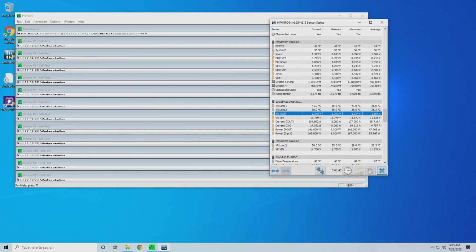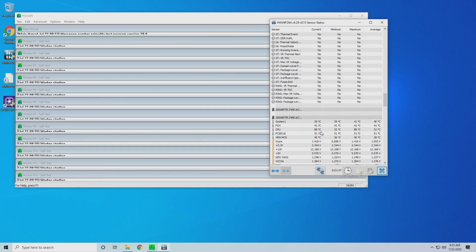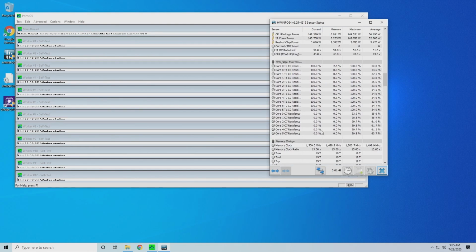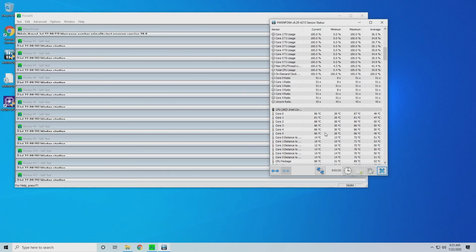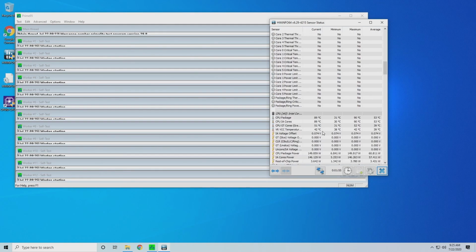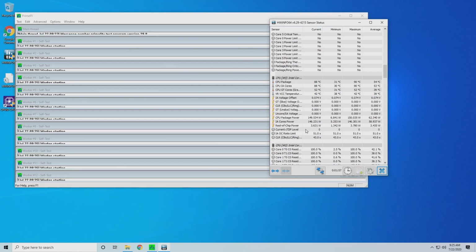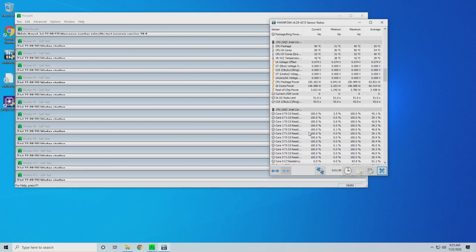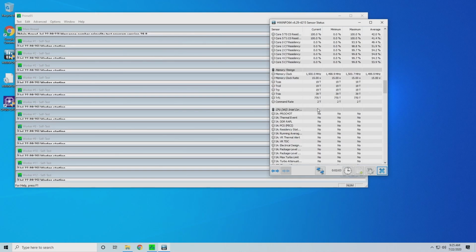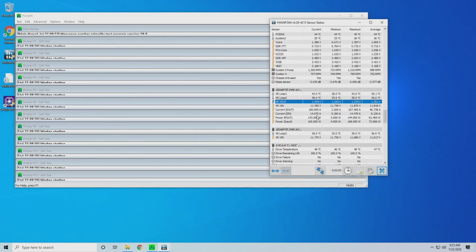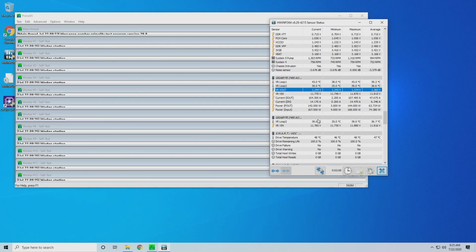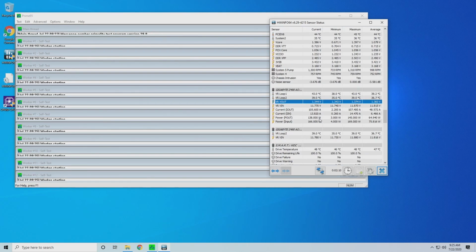The 10900K that we ran pulls about double that at 5.2, and it runs quite hot. Runs about 10 degrees hotter than this. 150 watts. Alright, so we'll leave this running.